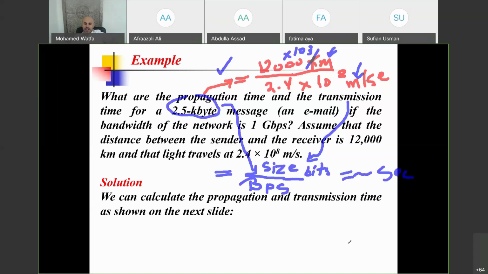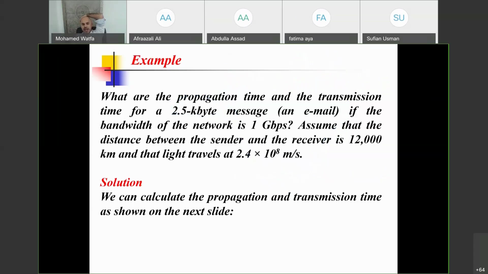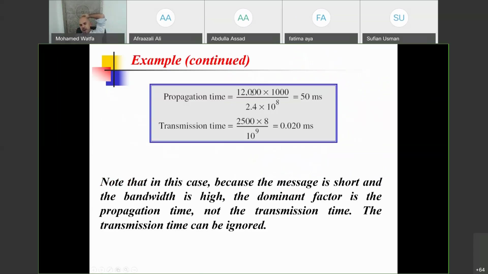So guys, you can see, don't panic when you see these questions. Very easy. Oh, I need to know the transmission time. How do I do it? I need to know the propagation time. How do I do it? Again, we did it here. Propagation time will be 50 milliseconds. Transmission time will be 0.02 milliseconds. Be careful with the 8 because it's bytes, so you have to multiply by 8. That's why we multiply by 8 here. Everything else is simple calculation.